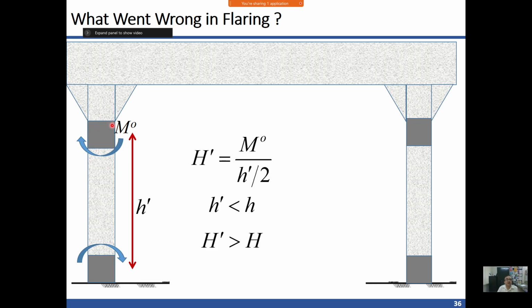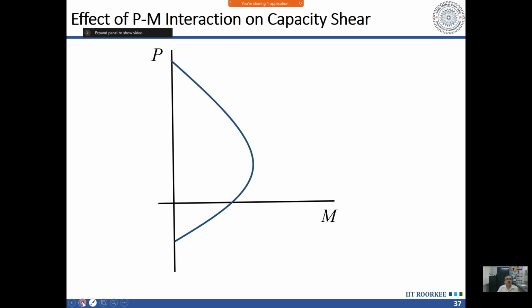Here the damage occurred because the shear force increased, and the reinforcement, the transverse reinforcement, was not designed for that shear force. It was designed for the normal shear force.